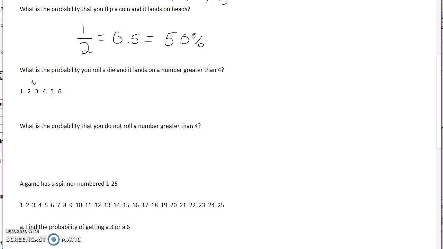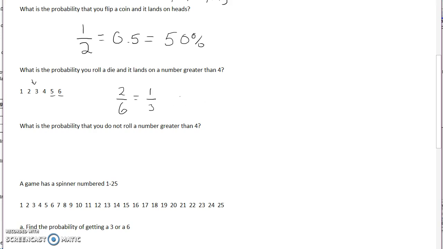Now remember, greater does not include, so these are the different numbers that we could get when we roll a die and get a number greater than 4. It's either a 5 or a 6, right? How many total outcomes were there? There were 6. And how many of them were greater than 4? There were 2. So the probability of rolling a die and it landing on a number greater than 4 is 2 out of 6, or 1 out of 3.